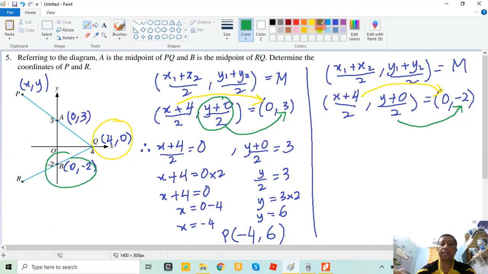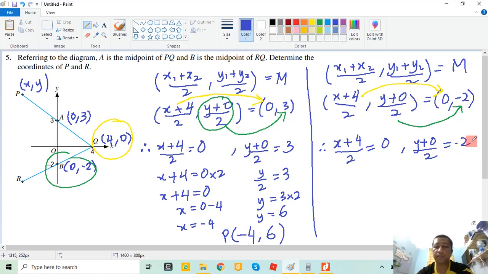This is by comparison. Okay, so therefore x plus 4 divide 2 equal to 0. And then y plus 0 divide 2 equal to negative 2. And then we solve this one. So x plus 4 equal to 0 times 2, which is 0. Okay, x plus 4 equal to 0, x equal to 0 minus 4. Therefore, x equal to negative 4.